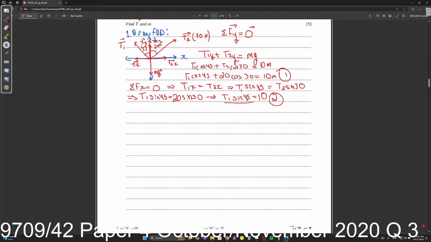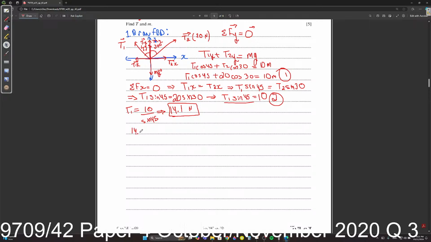Over here, when I said T1 sine 45 equals 10, I could have skipped all of this solving and just found that T1 is equal to 10 over sine 45. I didn't realize that this is just a normal equation. 10 over sine 45 is going to be 14.1, so you get 14.1 newtons for T1.